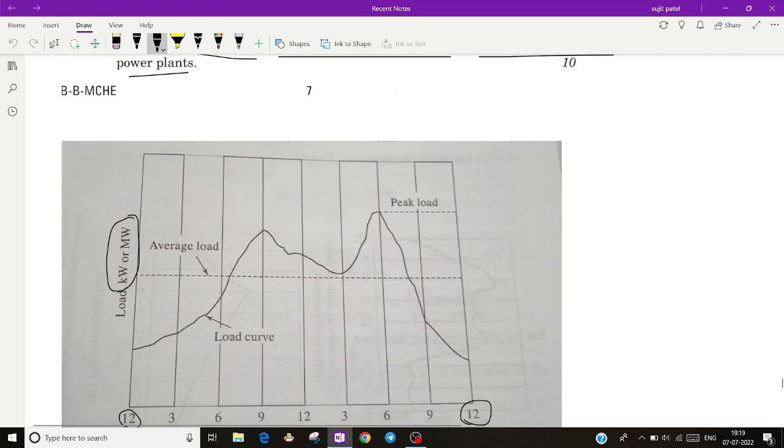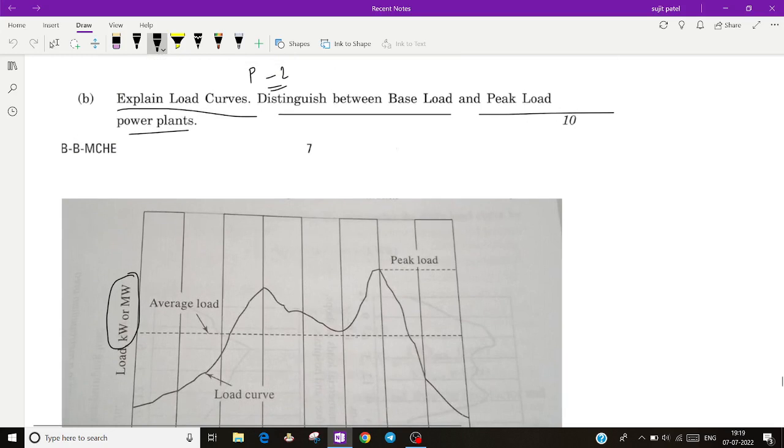So that is called the load curve, a curve that shows the variation of the energy demand on a time basis. The time may be in hours, daily, monthly, or yearly. Now we have to distinguish between base load and peak load power plants.